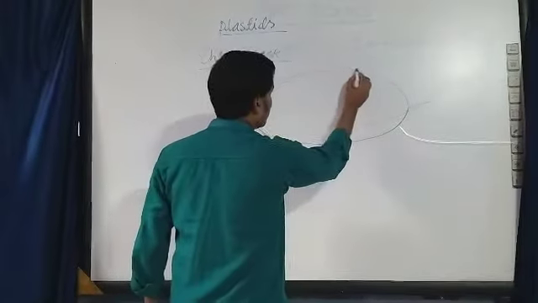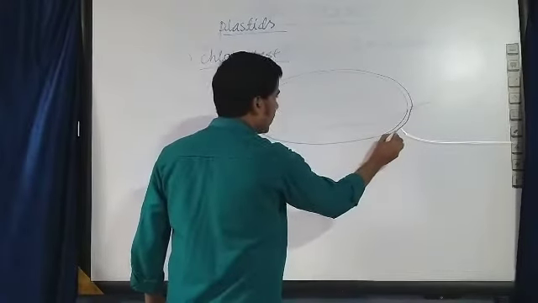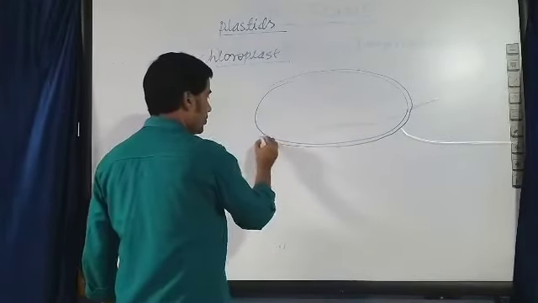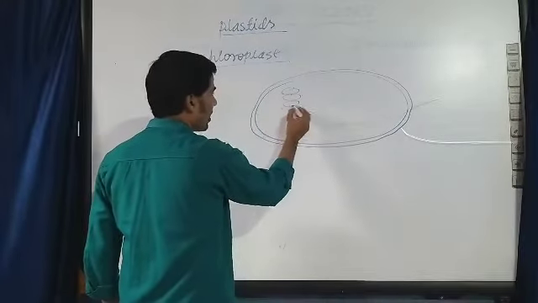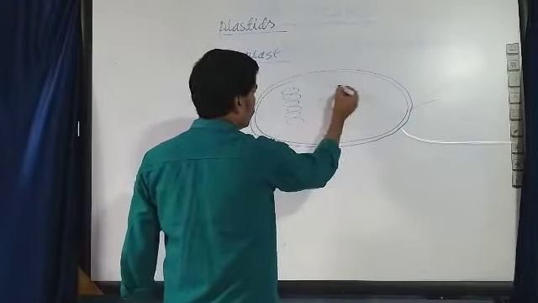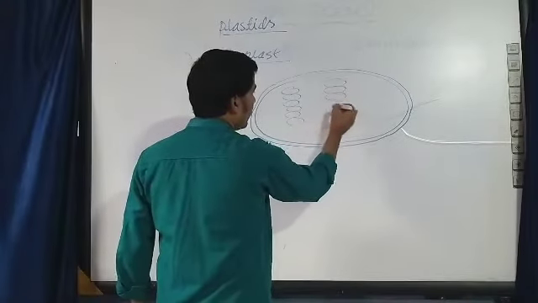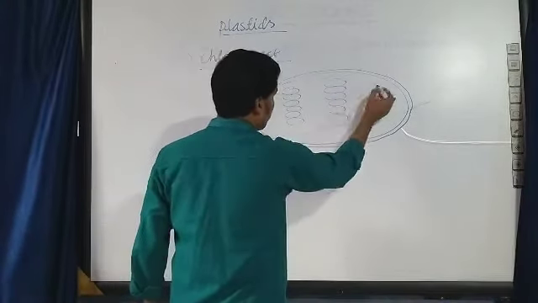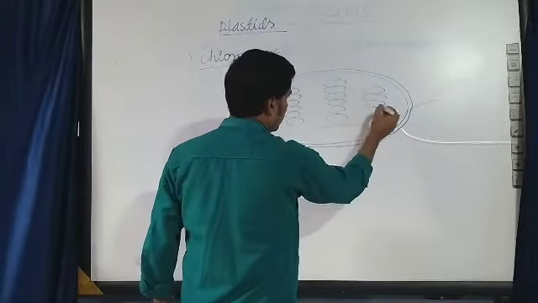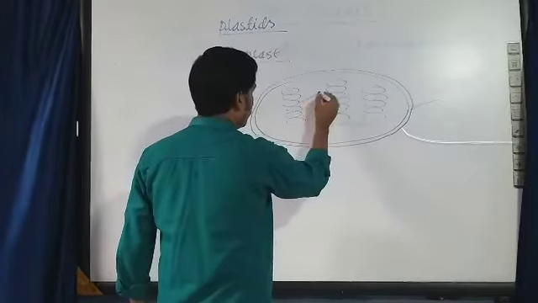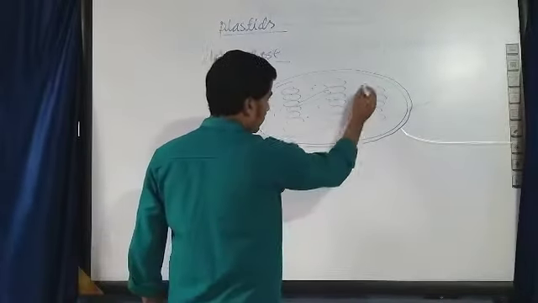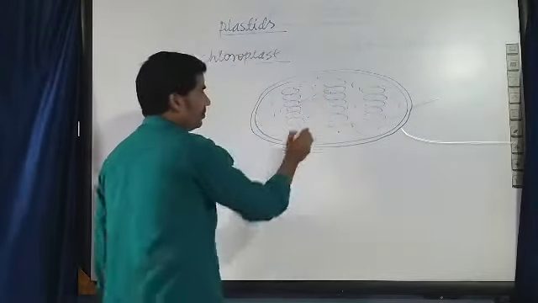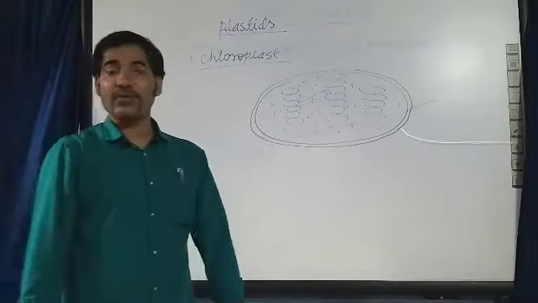Chloroplast is a double membranous structure. In this way we have to draw a rough diagram. You have to draw it well in your copy. Okay, I have drawn the figure of chloroplast. Here is the figure of chloroplast.